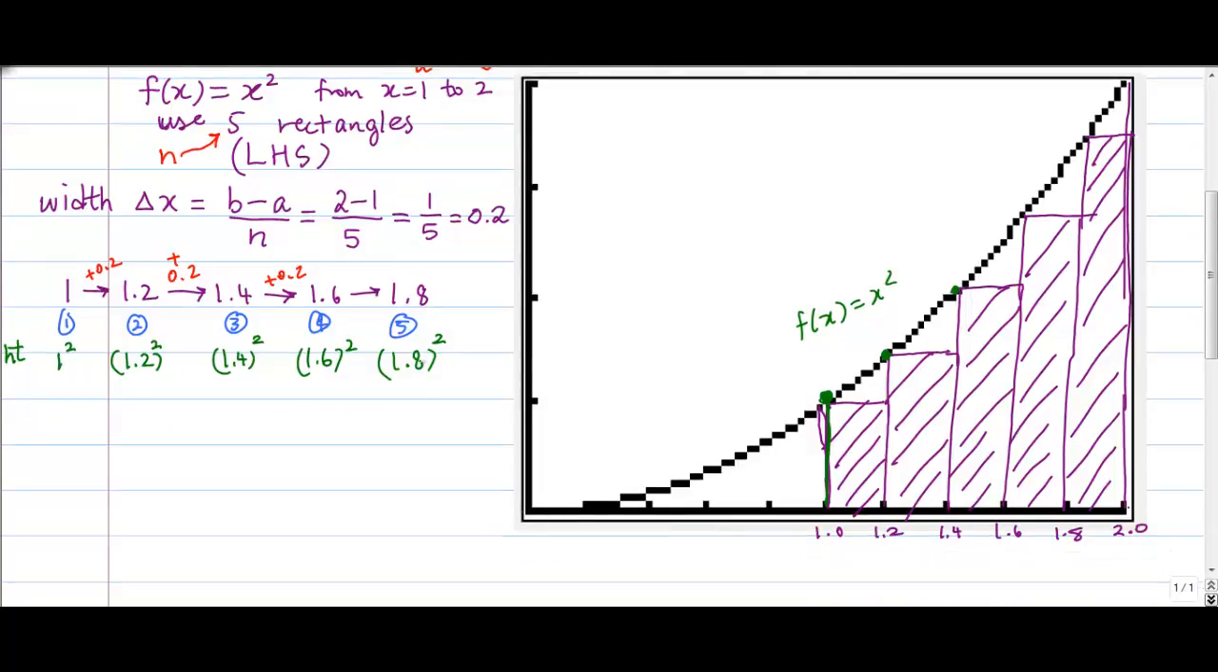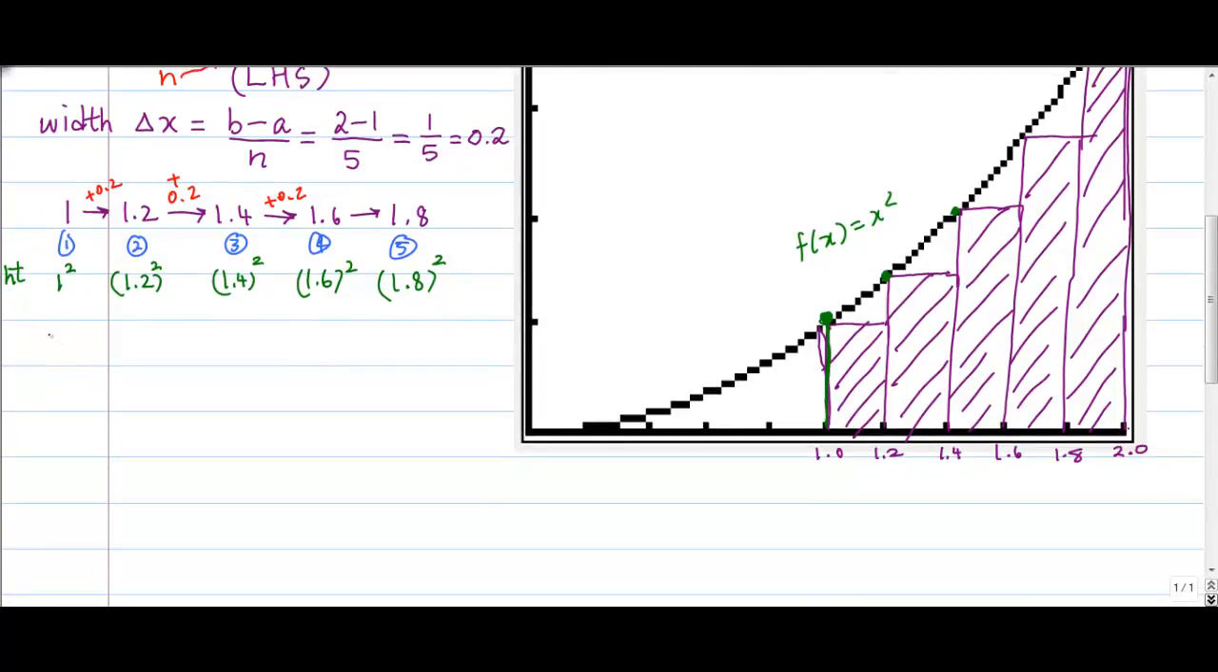Okay. And we know that the area equals the base times the height. And then I'm going to add them all up, right? Summation. So let's put a little summation sign here. So this means sum, right? Let me fix that. Okay. And this means sum.